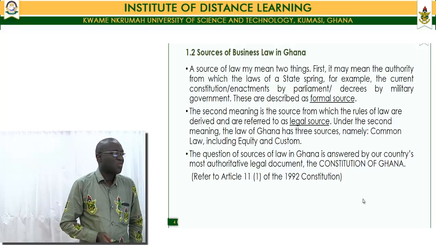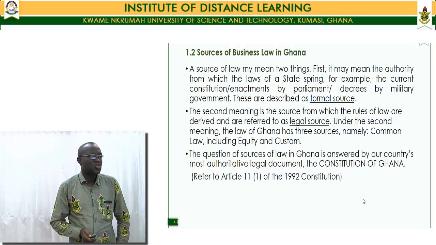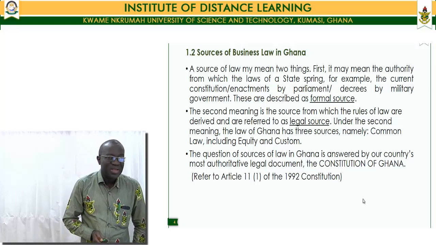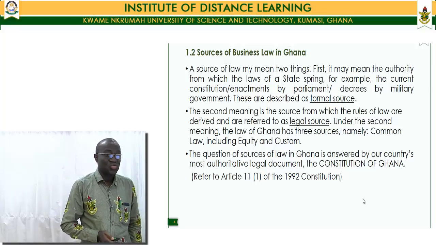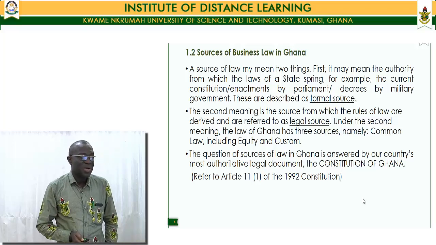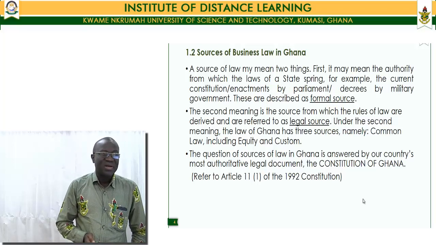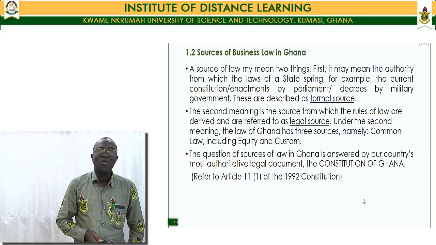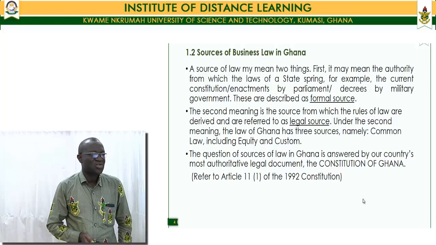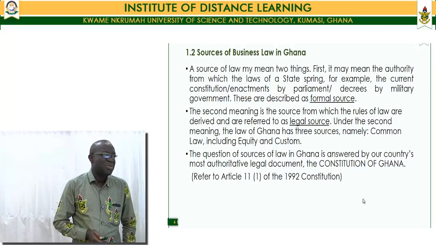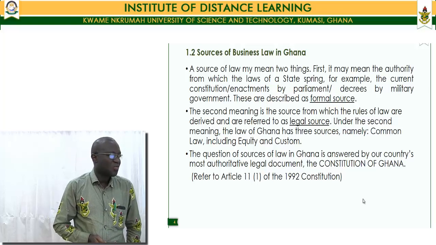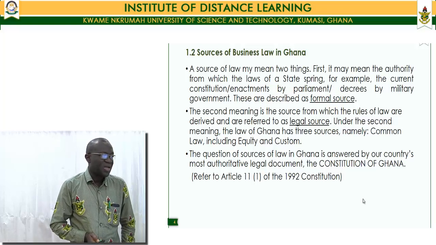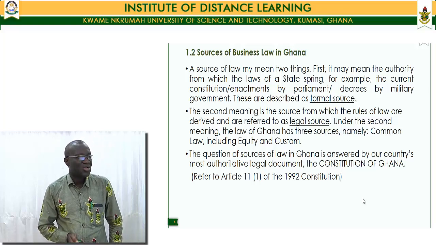When we talk about a source of law, we mean two things. First, it may mean the authority from which the law of a state springs, for example, the current constitution, or enactments by parliament, or a decree by a military government. All these are described as formal source of law. And the second meaning, when we talk about sources of law, is the source from which the rules of law are derived and are referred to as the legal source.